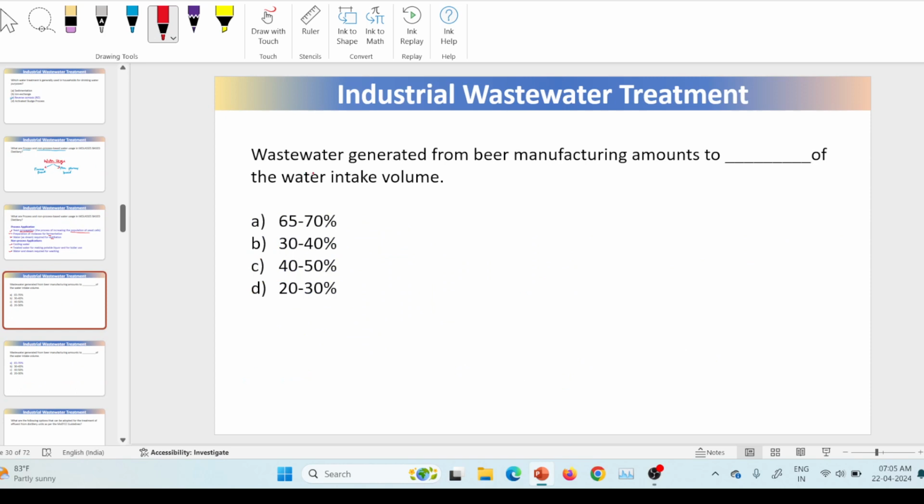Wastewater generated from beer manufacturing amounts to dash percentage of the water intake volume. So they're asking, if you're using 100 liters, out of 100 liters, wastewater generated will be 65 to 70 liters. So around 65 to 75% of the water is being generated as wastewater from beer manufacturing.